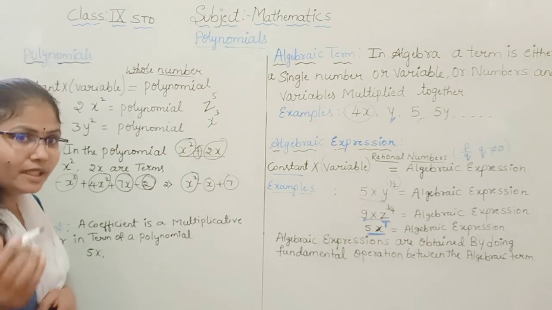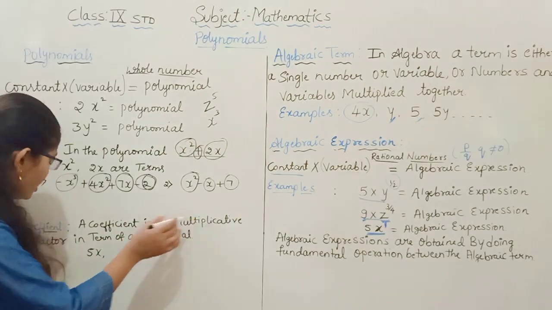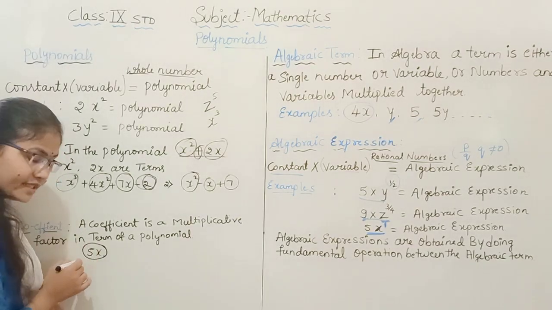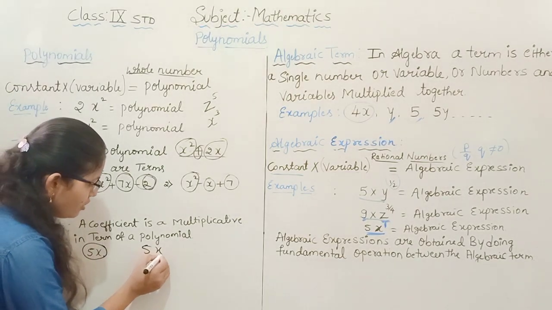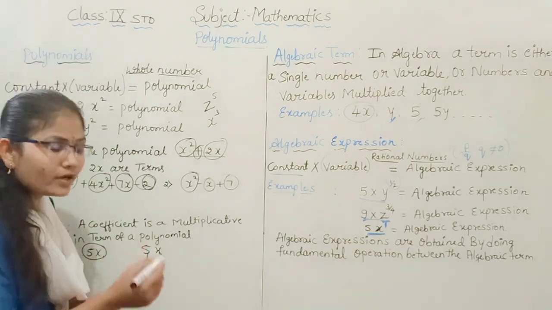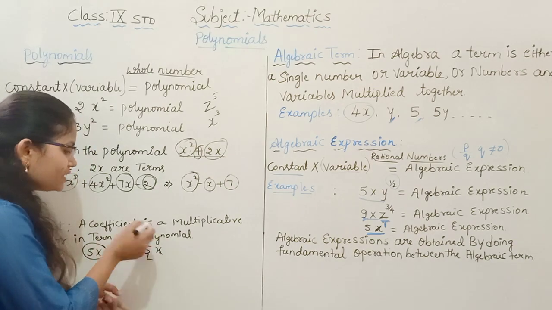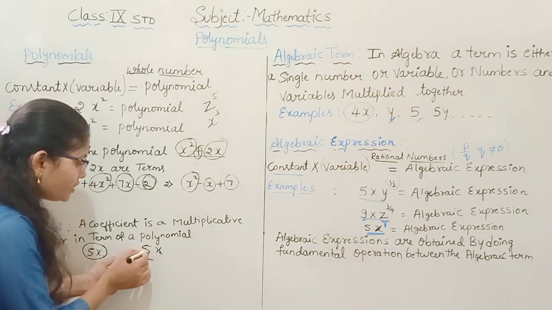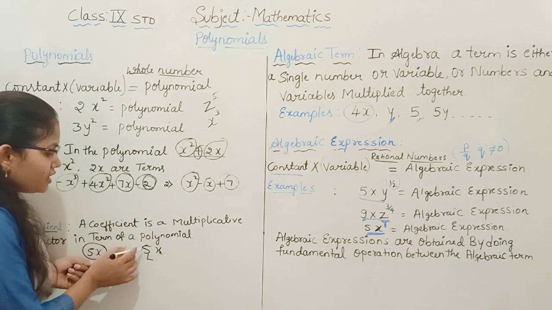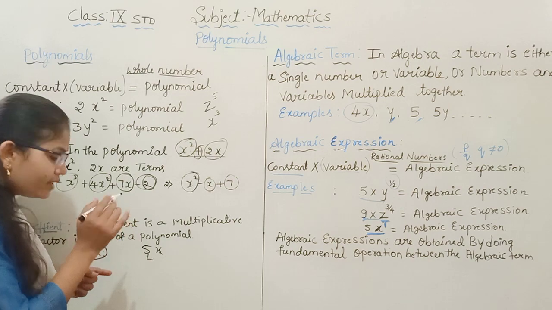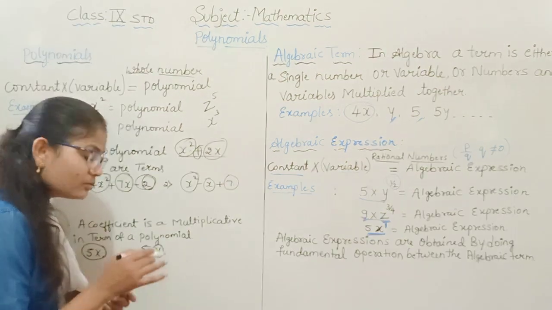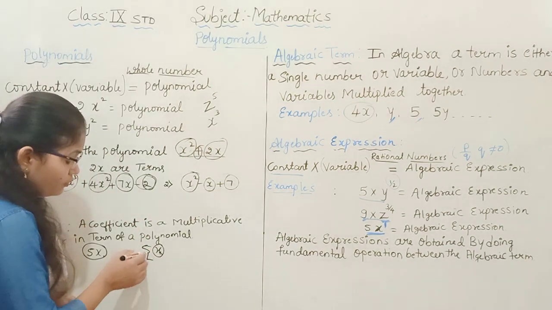Next, coefficient. What is meant by coefficient? A coefficient is a multiplicative factor in a term of a polynomial. For example, if you consider 5x, in 5x, 5 is the coefficient of x and x is the coefficient of 5. With 5, whichever multiplicative factors are there become the coefficient of 5, and with x, whichever multiplicative factors are there become the coefficient of x.